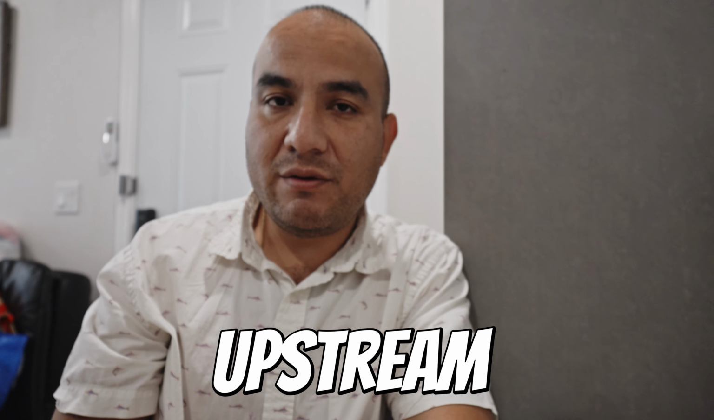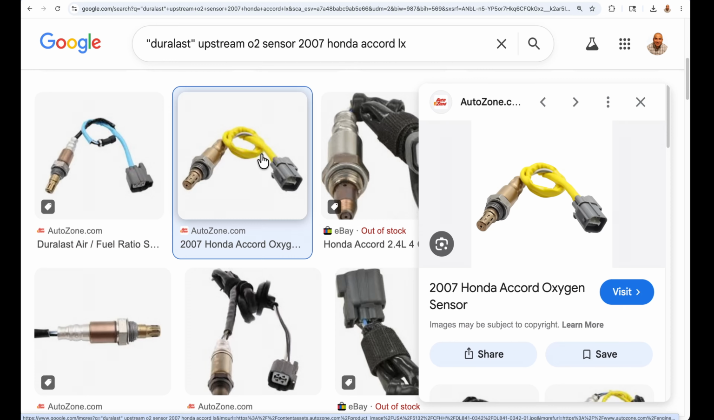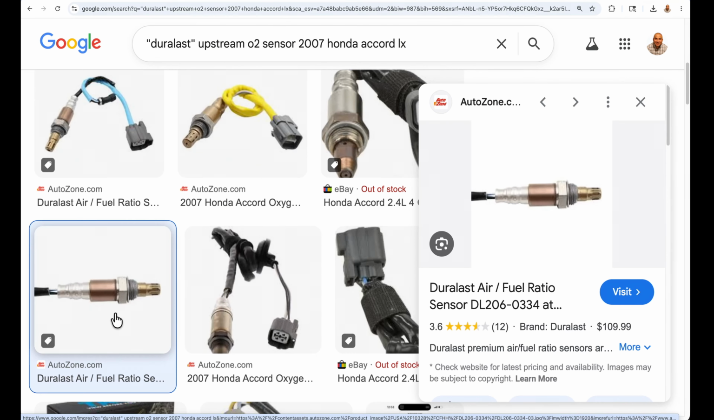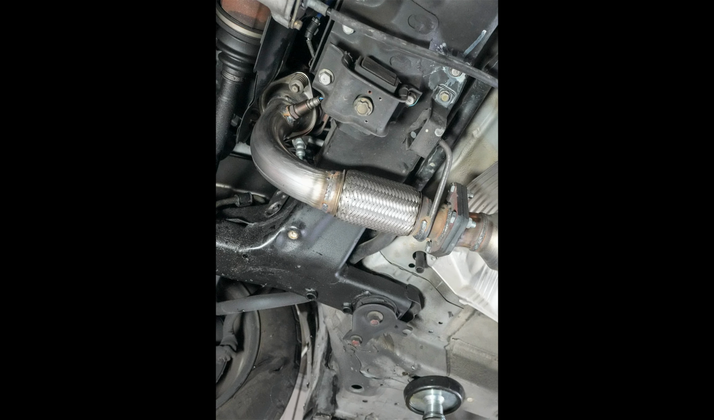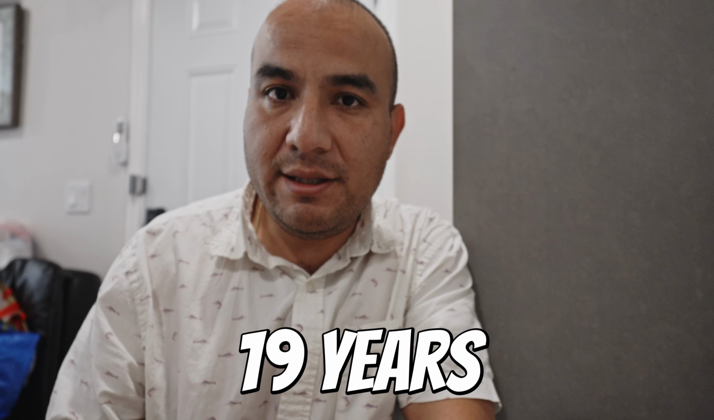So then I go ahead and replace the upstream O2 sensor with a Duralast unit from AutoZone. So I purchased the Duralast upstream sensor. This is the oxygen sensor that's closest to the exhaust manifold. And still the check engine light comes on. So I went with the Duralast, and you have to keep in mind it's a 2007, about 19 years old. So I didn't see the need to get the most expensive.